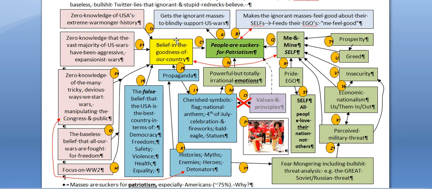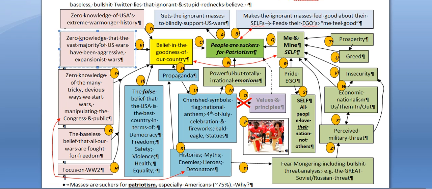Now, one of the things that causes people to be patriotic is a belief in the goodness of our country. Now, people believe that because they have zero knowledge of USA's extreme warmonger history. I mean, people know nothing about all the wars we fight. I'm saying we might be, in recent history, the number one warmonger nation since our inception in 1776. We fight war after war after war. 2.77 wars every damn year of our existence. Don't tell me we're not a warmonger nation.